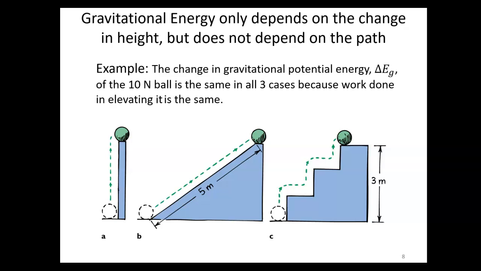weight of the ball is the same, right? It's the same ball. It always weighs 10 newtons in these pictures, and the height is always the same. So the EG, which is mgh, would be the same for all 3 scenarios. The path does not matter when you are calculating gravitational potential energy.